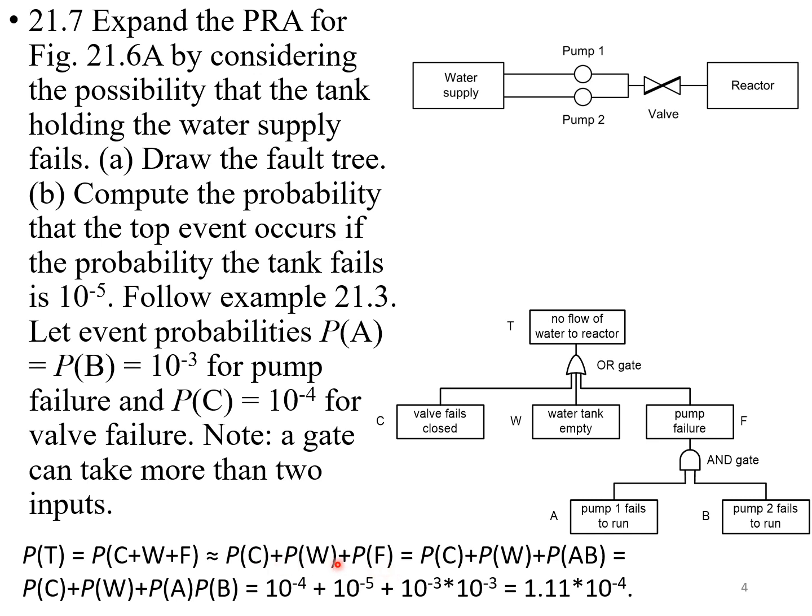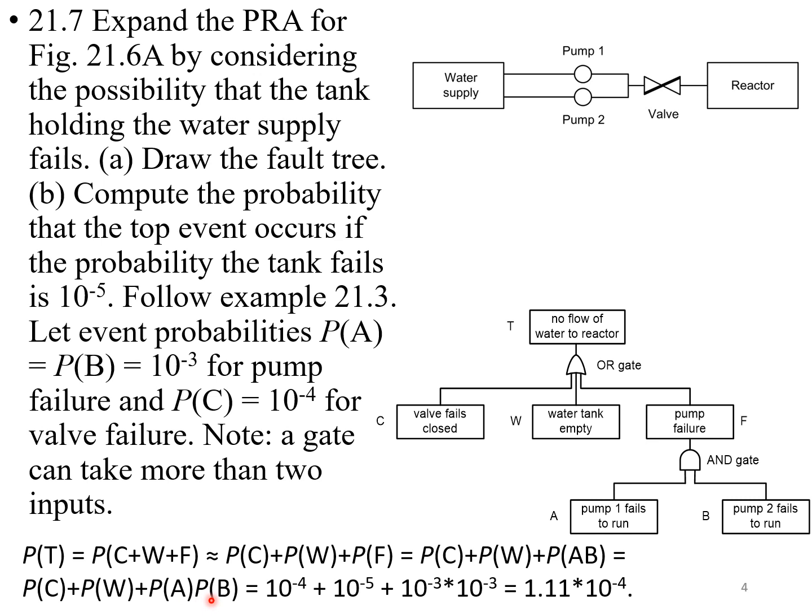Then PC and PW are given. So PC is 10 to negative 4, then PW is 10 to negative 5. Then PF is unknown because PF has another two branches. So PF is equal to P of A times B. This is AND gate. So for the AND, that is A times B. Then we further expand this to PA times PB. So PC plus PW plus PA times PB.